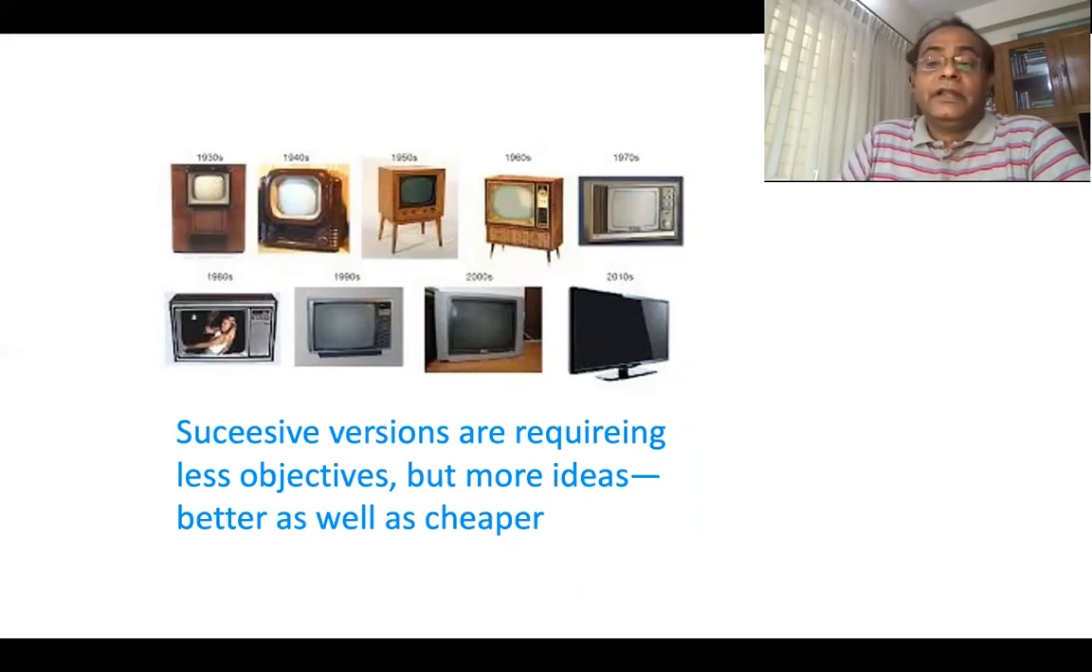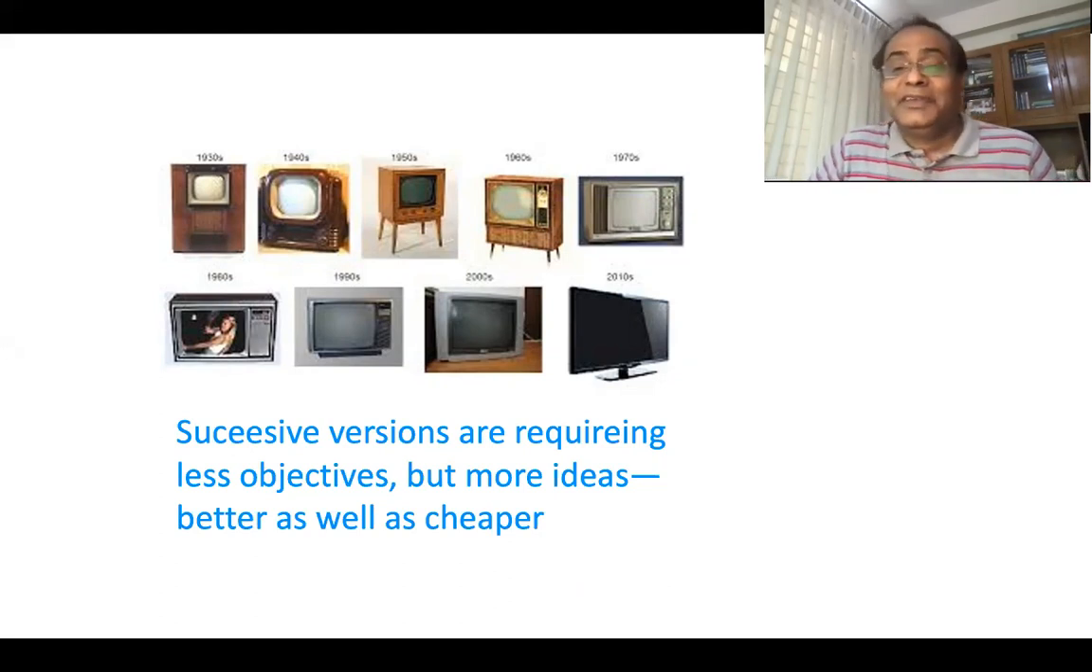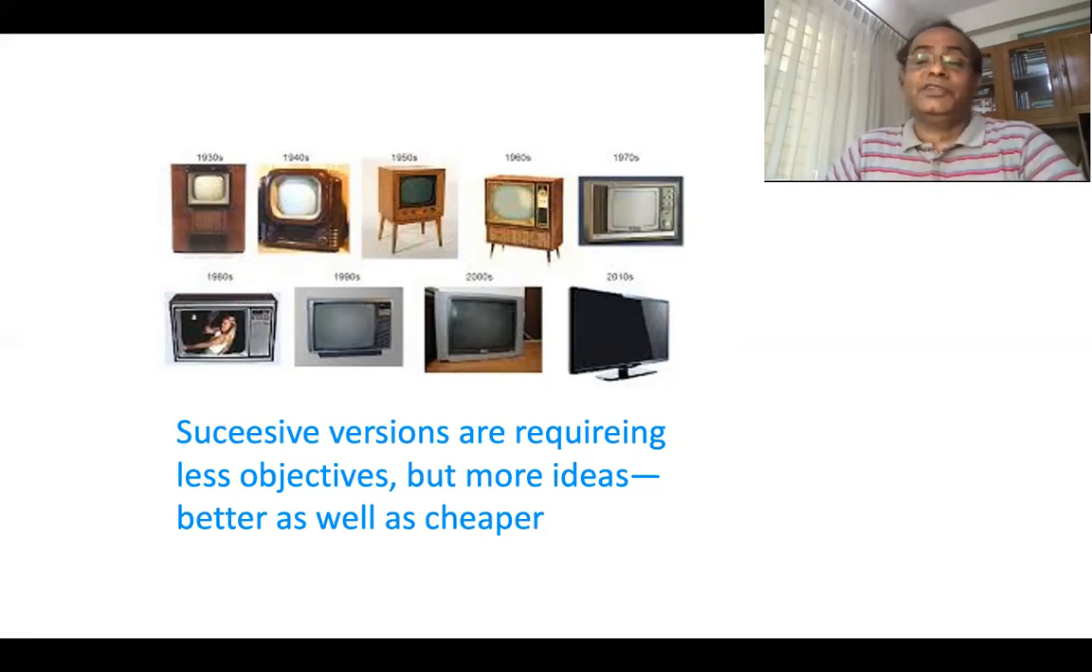Successive versions are consuming fewer objects. They weigh less than before, but they have more ideas. And that is the reason your LED television is far lighter than the previous versions of television. And a 32-inch LED television costs far less than a 32-inch CRT television, which used to cost 20 years ago. How is it happening? How is human civilization realizing this achievement? That is through ideas generated from the electrical and computer engineering knowledge base.